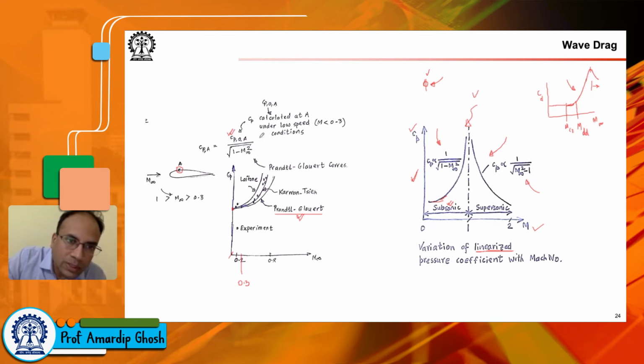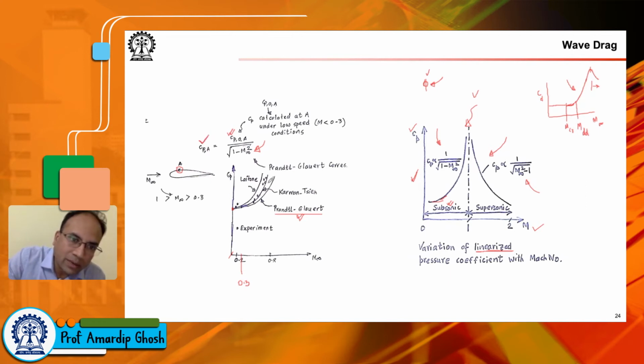So this is the Prandtl-Glauert correlation. What this is saying is, to find Cp at a location A at a given Mach number, all you have to do is find Cp at A at a very low Mach number, less than 0.2 or as low as you can. Then you use this correction. You divide it by the square root of 1 minus M infinity square, the M infinity at which you're interested to find the Cp.